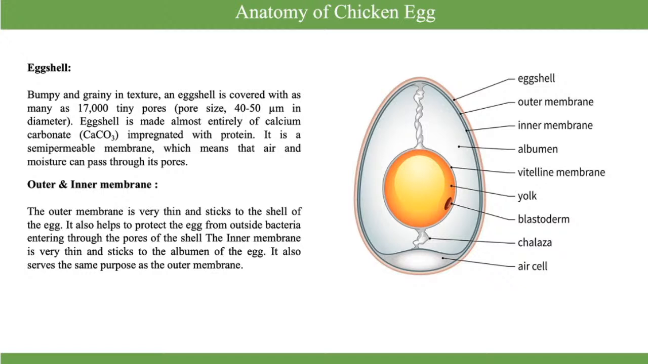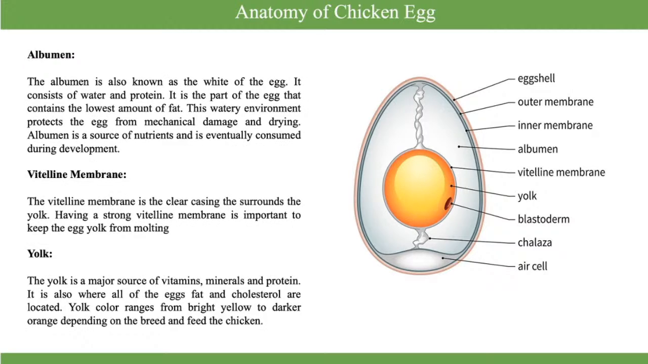And what about the inner membrane? That's also a very thin membrane, but it sticks to the albumen of the egg. So sometimes it happens that when we break the egg, we can easily peel the shell, but still the egg yolk or the albumen does not come out because there is another thin layer which is holding it. That is the inner membrane. While the function of both these membranes is the same, that they protect the egg from outside bacteria entering through the pores of the shell.